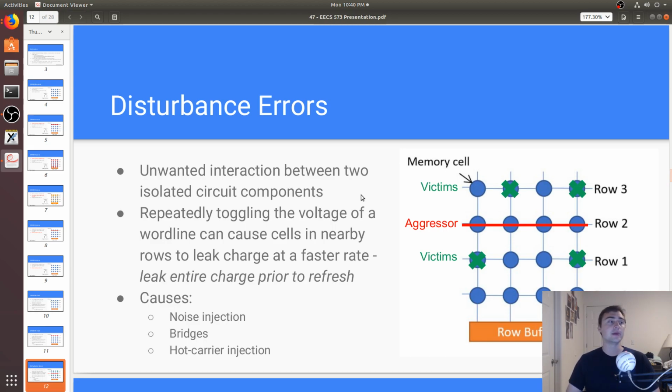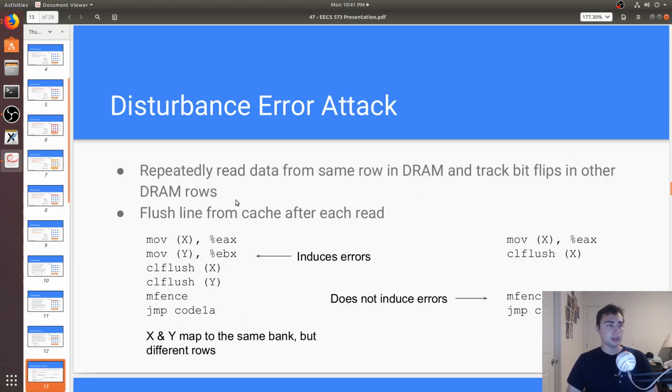So the main idea behind this is that if we repeatedly target this aggressor row, the adjacent rows physically in memory will end up experiencing errors. Maybe we'll flip bits here or here, causing these bits to flip without actually accessing them. This is the main idea of the paper.